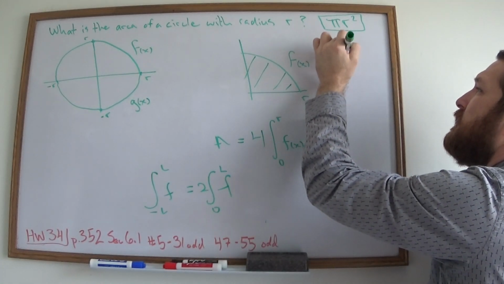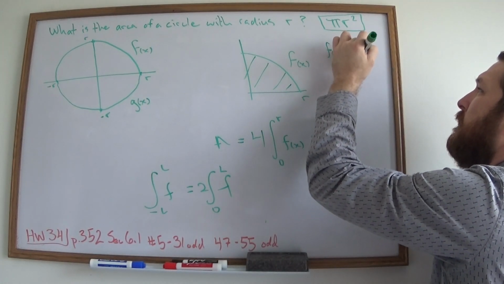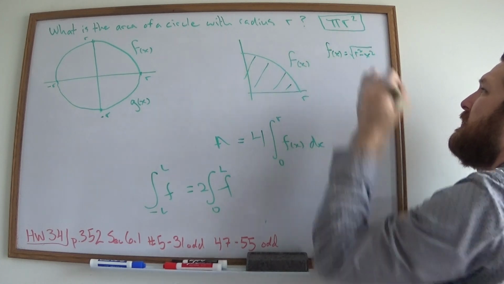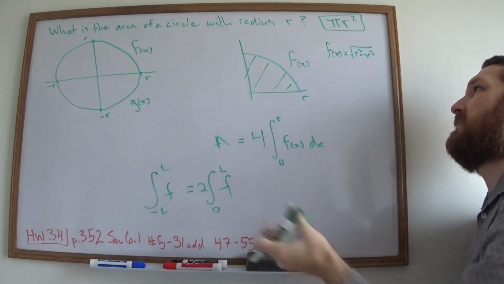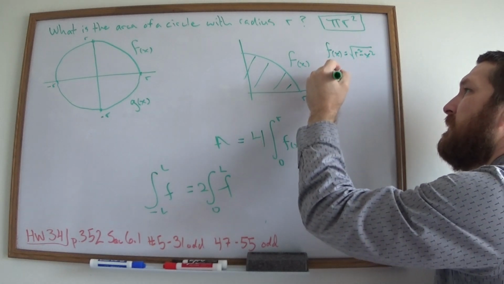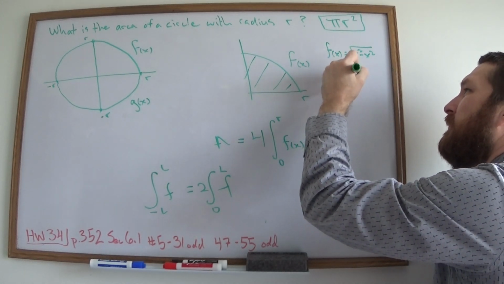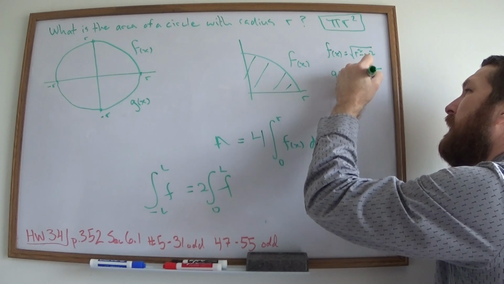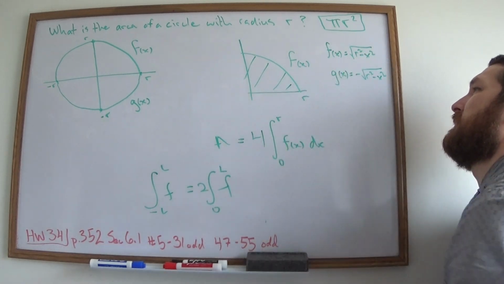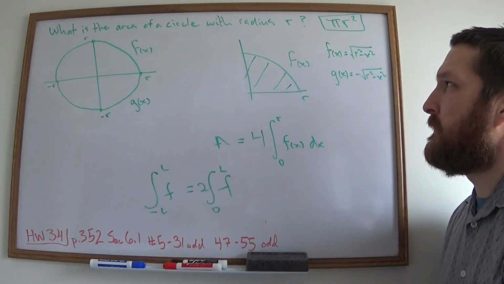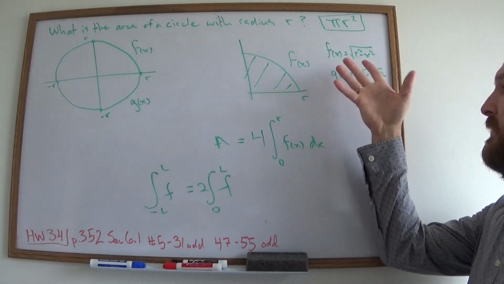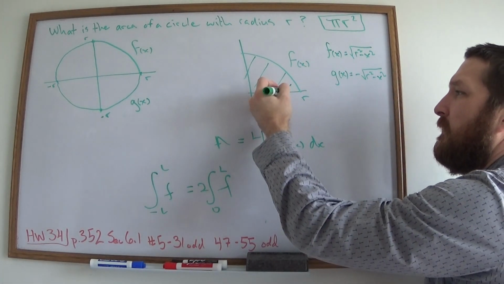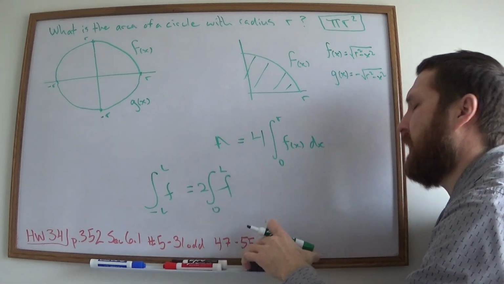f of x was the square root of r squared minus x squared. Plug in the negative x, you get the same thing. Plug in a negative and it doesn't change the function. Right? Everybody got me? Yes. Okay.